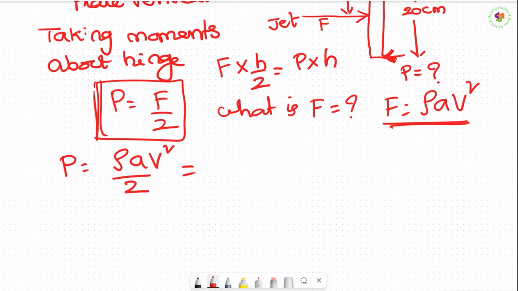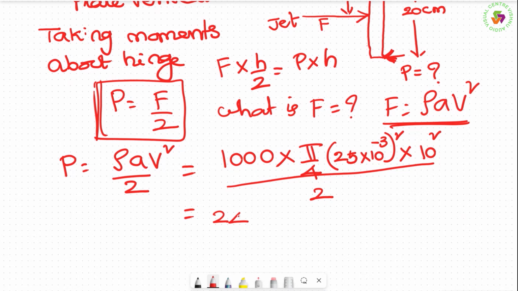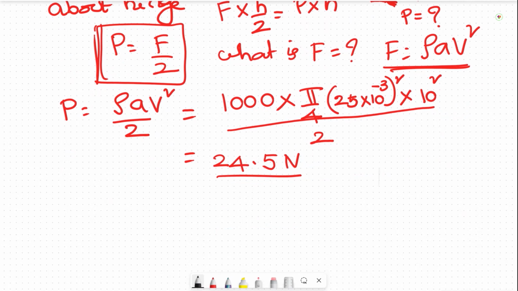So what is rho? 1000. A is equal to pi by 4 into D square, where the diameter given is 25 mm, that is 25 into 10 to the power of minus 3. V is given as 10, so V square is 10 square, divided by 2. If you calculate from that, you are going to get P is equal to 24.5 newtons. This is your first answer. Very simple.